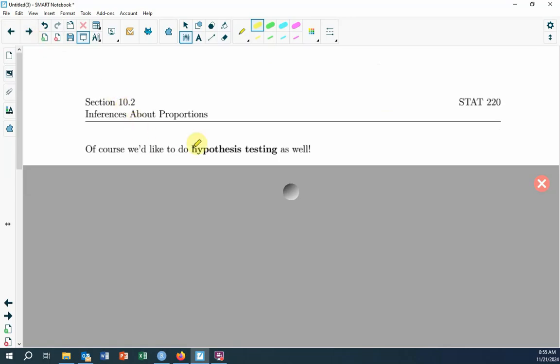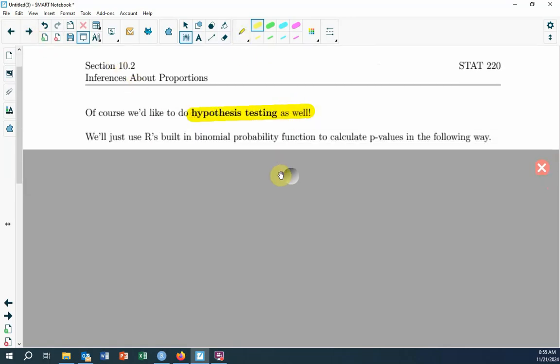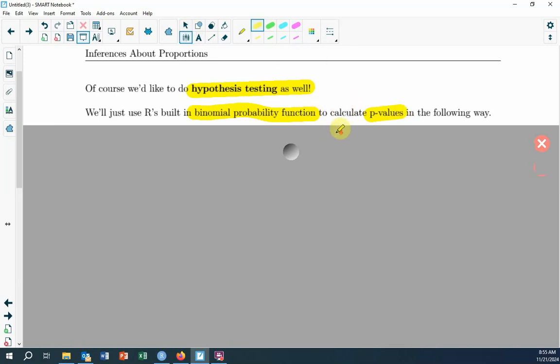Now, one last thing, we'd like to do hypothesis testing. Lucky for us, we do have R, so we're just going to use the built-in binomial probability function to calculate p-values, because we're mature enough, we've done so many confidence tests in this class that if I can just give you a probability of how likely something is to happen using the assumptions of the null hypothesis, that's our p-value. And so that's all we're doing is looking to see how extreme things are.